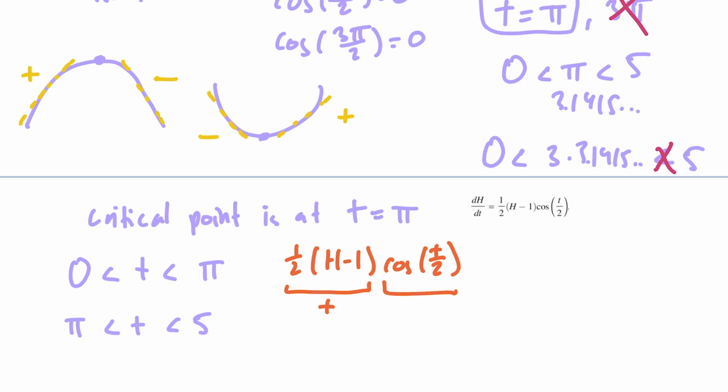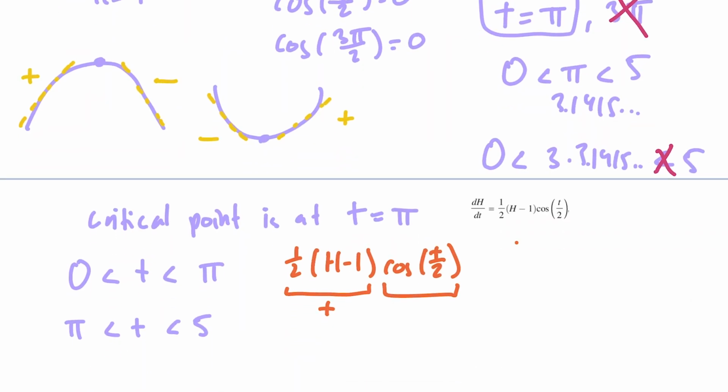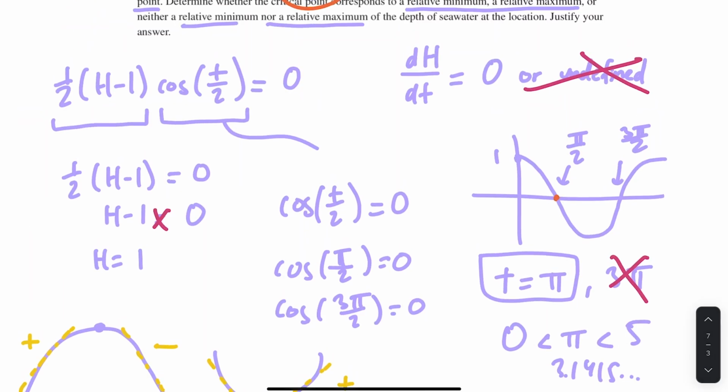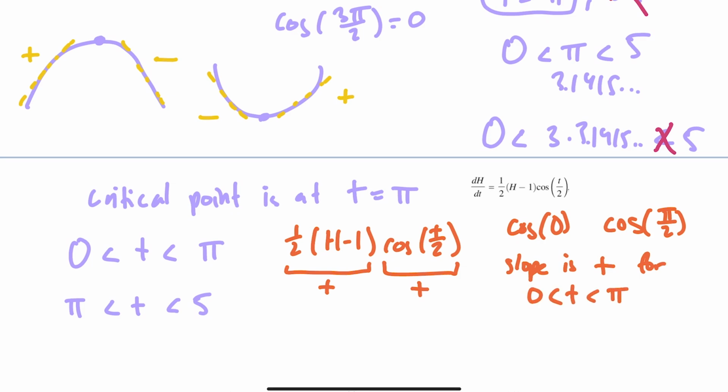Okay? What about cosine of t divided by 2? Between 0 and pi, what are its values going to be? Well, if we refer back to our graph of cosine, we're looking at the values between cosine of 0 and cosine of pi over 2. So what are the values here? Remember, here are the two values we're looking at, and it looks like all of these values are going to be positive as well. So a positive times a positive means that our slope is positive for t between 0 and pi.